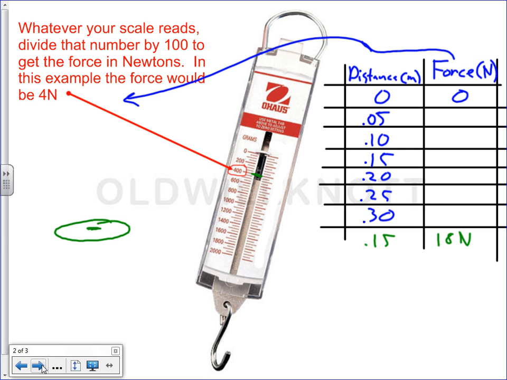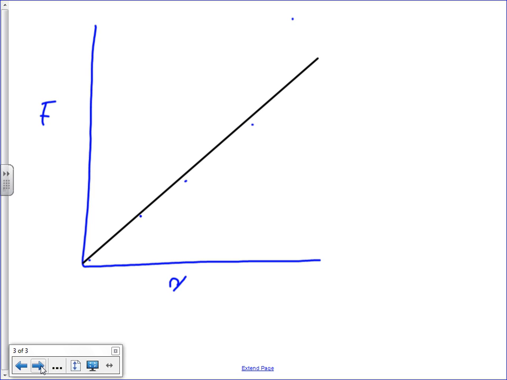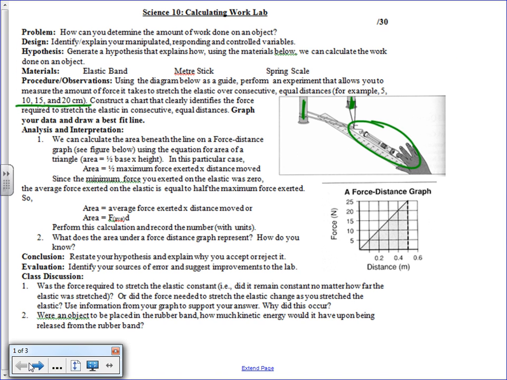So you will need to make a chart like the one I've shown you here, with your distances and your resulting forces. That part shouldn't be too tough. You're going to build a graph of force versus distance when you have all of that done. So our hypothesis: we need to generate a hypothesis that explains how, with the materials that we have there, we can calculate the work done on an object. Now, if we know the formula for work, that should be relatively straightforward. If we're going to be using a force-distance graph, there may also be some instructions in here that help you to figure that out.